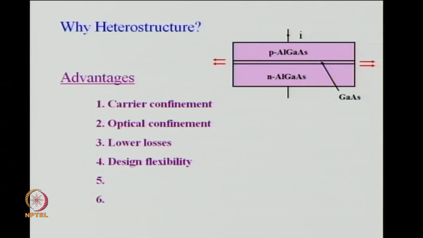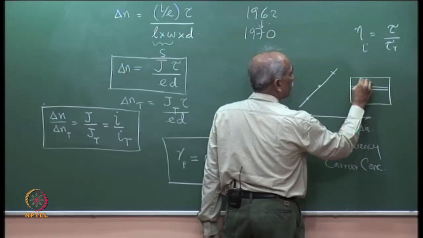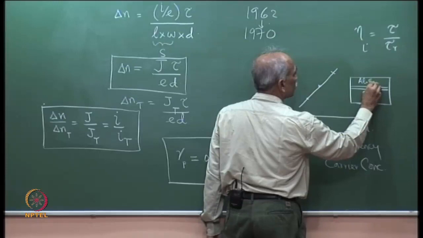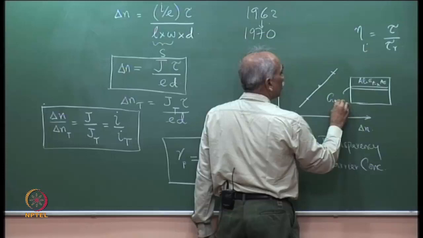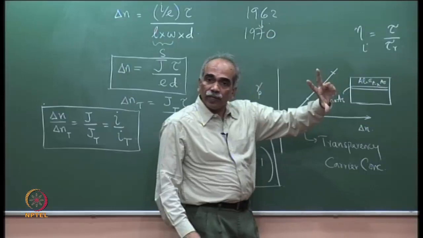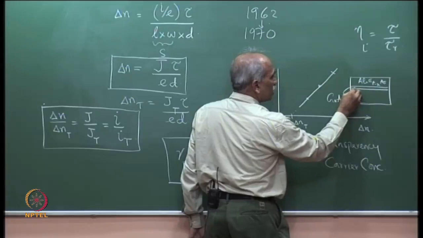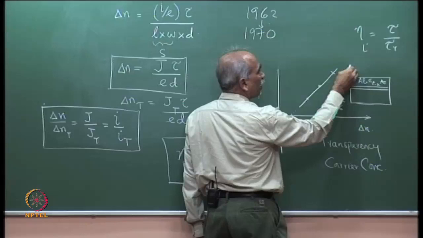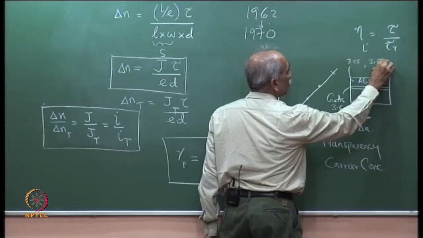By design flexibility, I mean, for example, I have listed here design flexibility. You can take different compositions of X, the alloy fraction. So for example, the basic structure is just this here, this material, if you take aluminum gallium arsenide, Al_x Ga_(1-x) As, and this is gallium arsenide, please see that depending on the X fraction, you will have different depths there, plus the refractive index. This material has refractive index 3.6. Depending on X, this may have refractive index 3.55, 3.5, 3.4, and so on, depending on the value of X.